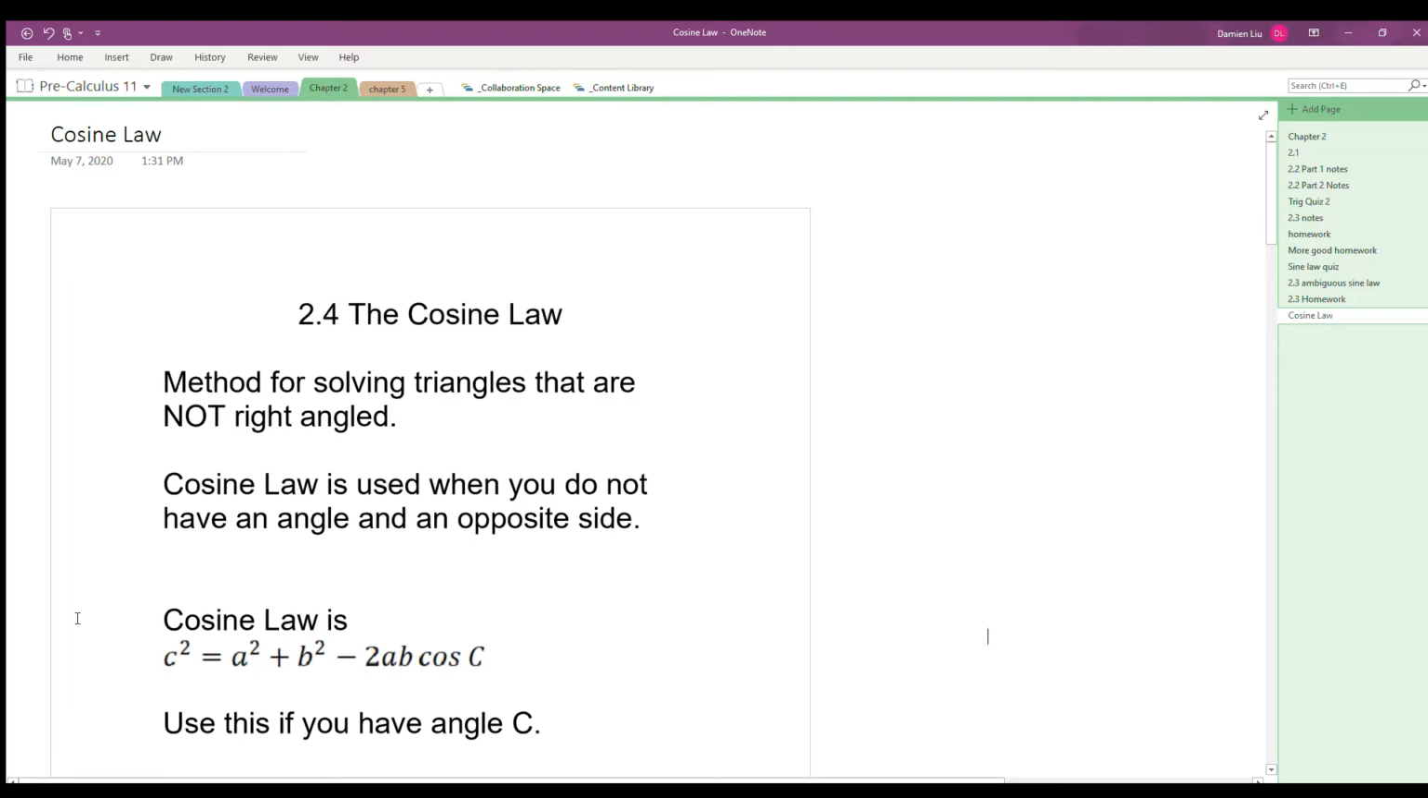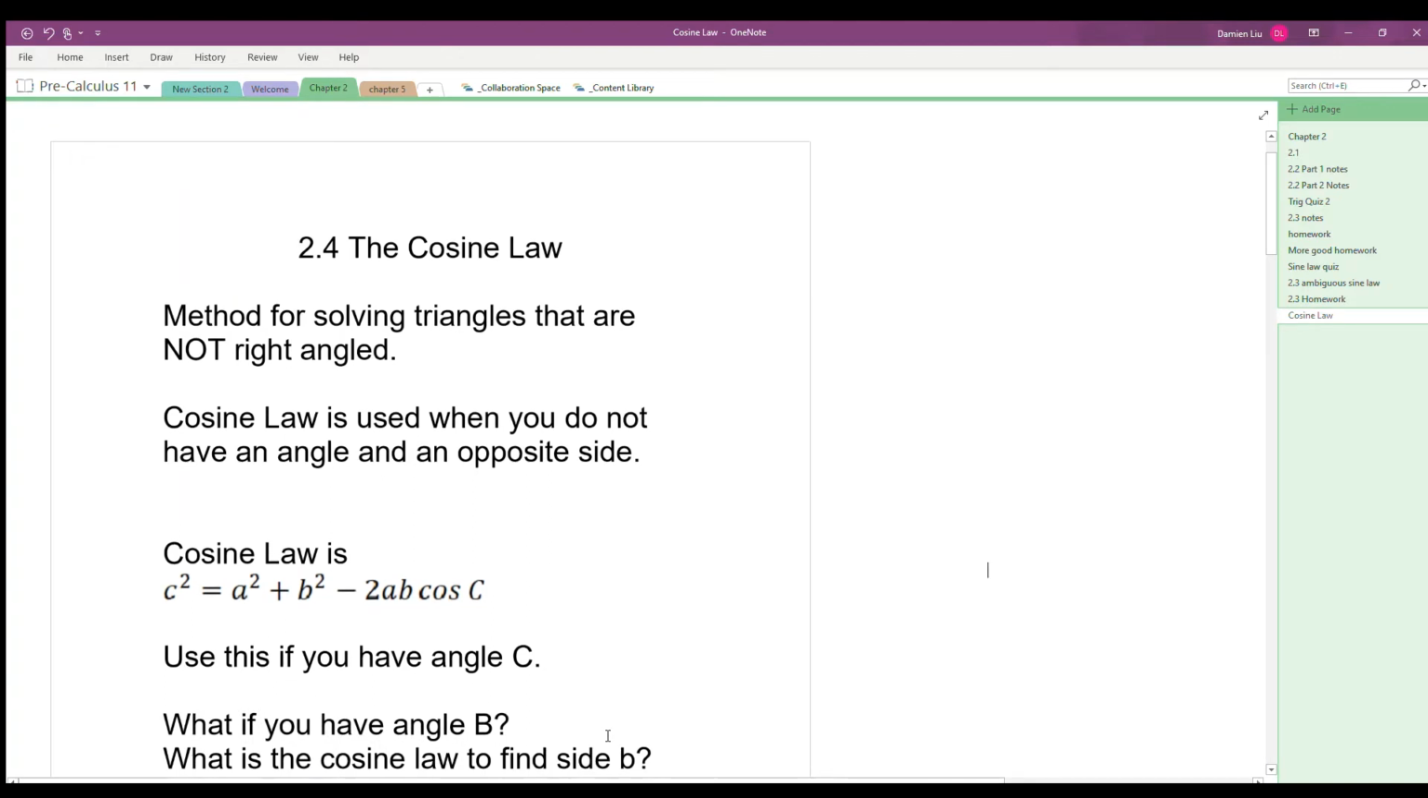Now, you're going to use this if you have angle C. Side C is not opposite 90 degrees because there is no 90 degrees, nor does side C have to be the longest side. It doesn't. You have three sides. Whatever side C is, its square is equal to A squared plus B squared minus 2 times A times B, the cos of that angle C. Now, what if you don't have angle C? Let's say they label it ABC, but they don't give you angle C. What if you have only angle B?